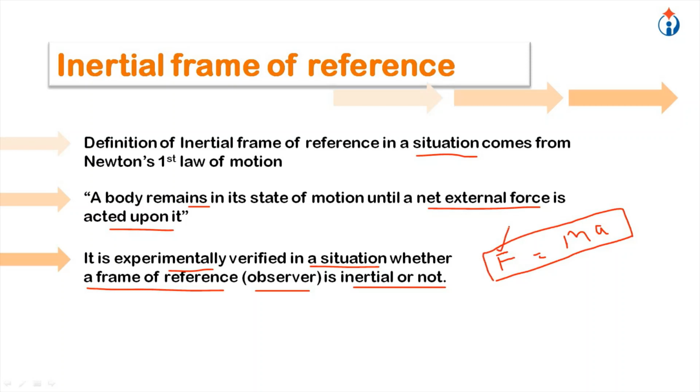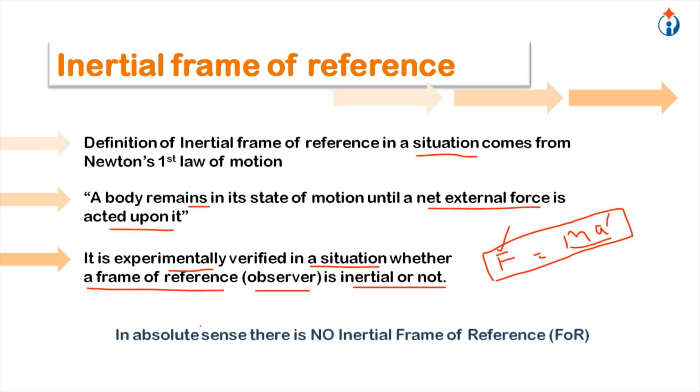Forces are independent of frame of reference. I observe or you observe, Earth pulls in the same way with the same force. Right hand side, mass, acceleration. Acceleration is dependent on frame of reference. So in absolute sense, there is no inertial frame of reference by the definition.